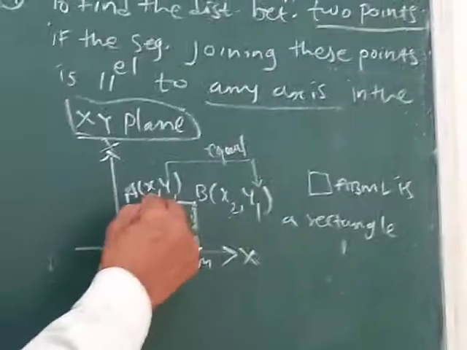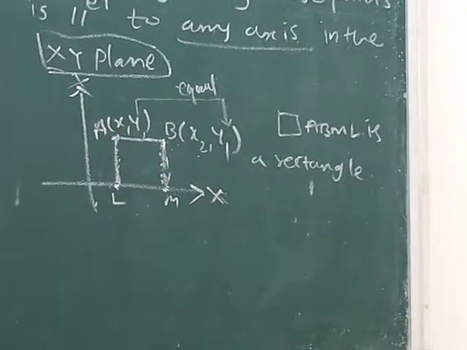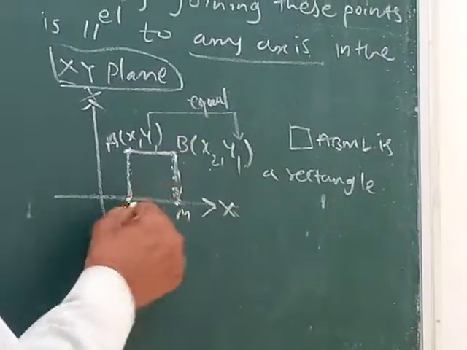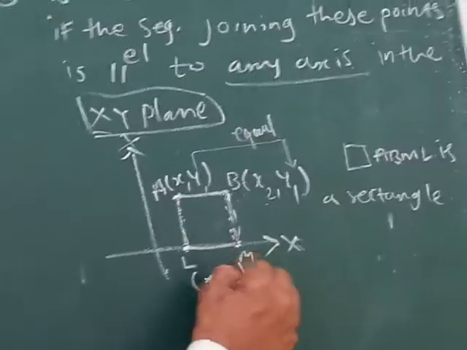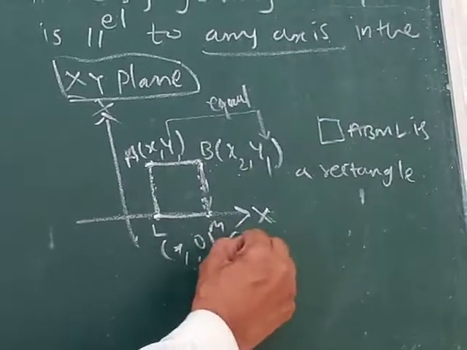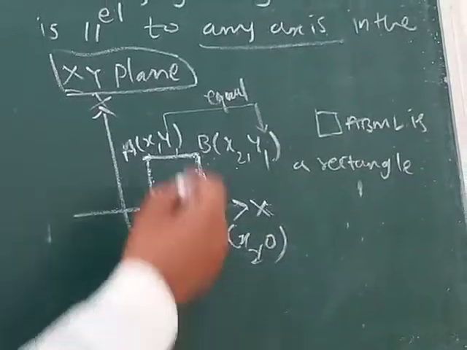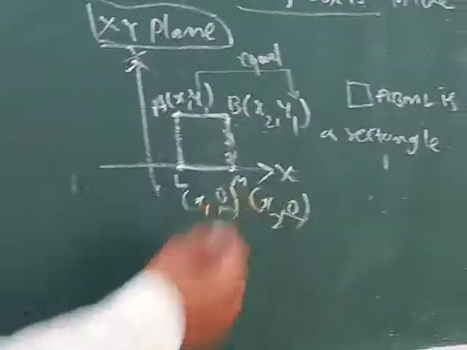Then consider joining point A to L and point B to M. This forms a rectangle ABML. This rectangle shows that AB is parallel to LM. Observing the coordinates of L and M, they are (x1, 0) and (x2, 0), because these points are present on the x-axis. Similarly, their y-coordinates are equal because the segment is parallel to the x-axis.